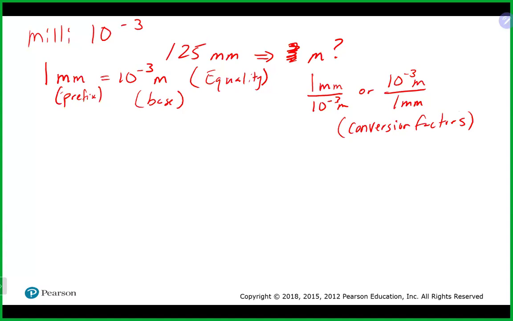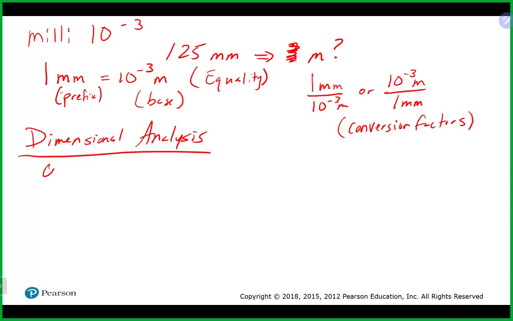What is the idea of dimensional analysis? The idea of dimensional analysis is basically this very simple concept. Opposites cancel.